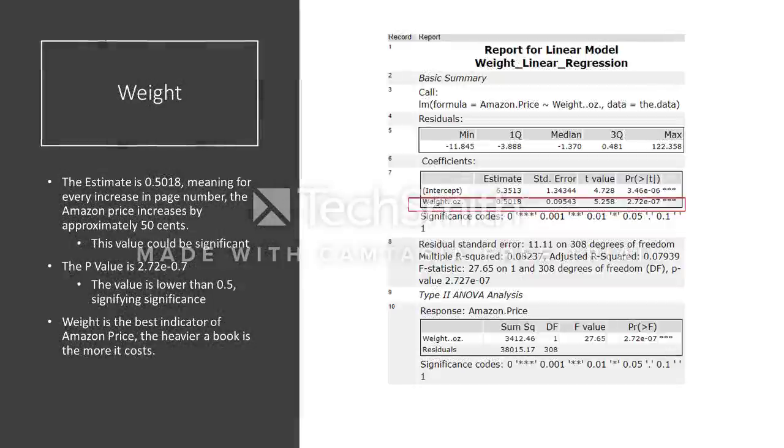A third relationship we can look at is the relationship between the Amazon price and the weight of the book. In this case, the estimate is 0.5018, which means that for every increase in weight, the Amazon price increases by approximately 50 cents. This value could be significant. Moreover, when we look at the p-value of 2.72 times 10 to the negative 7th power, we see that this relationship is significant, meaning that the weight is the best indicator of Amazon price, and the heavier the book is, the more it costs.